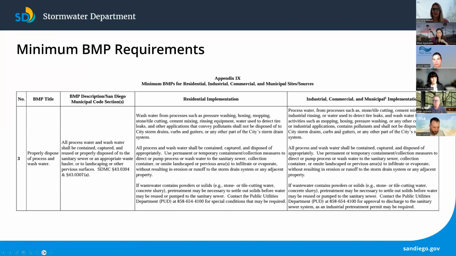So there's minimum best management practices for many activities, but today we're just talking about power washing. So this is actually a snippet of what's attached to our municipal code and what's required for wash water discharges. I know it's a little hard to see because it's kind of small, but you can see that it says all processed and wash water must be contained, captured, or reused and properly disposed of. And also it shall not be disposed of to city storm drains, curbs and gutters, and other parts of the city storm drain system. So this is really the basis of our code enforcement and what we're talking about. Next slide.